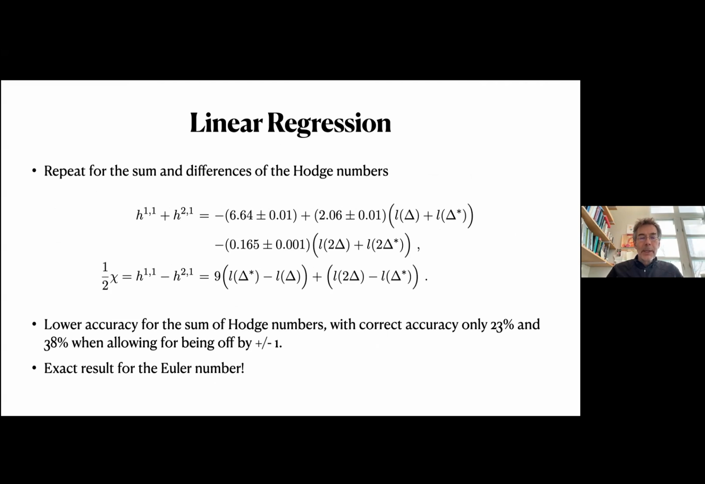On the other hand, here is the amazing and beautiful result that expresses the Euler number, or half the Euler number, as a particular linear combination with coefficients plus or minus 9 and plus or minus 1 for the four different data points.